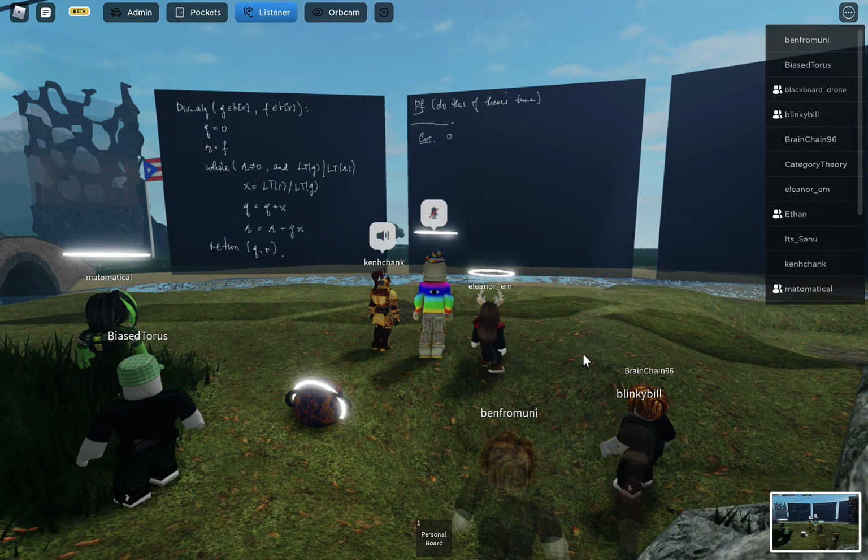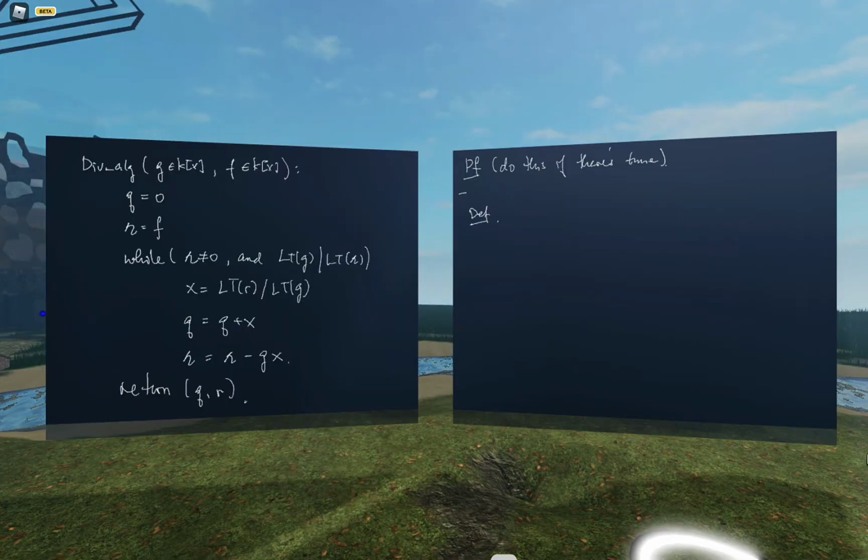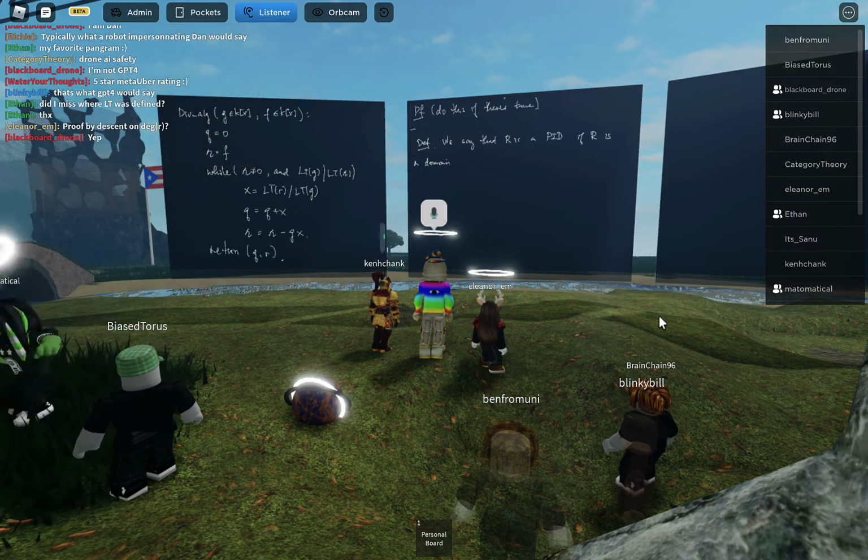Oh, actually, I don't need this corollary, so I'm going to skip it. Okay, definition. So we say that R is a PID if R is a domain. Sorry for not defining this, but domain just means it has no zero divisors. This means that when you have A and B and you multiply them and you get 0, then either A or B has to be 0. Okay, so it's a domain.